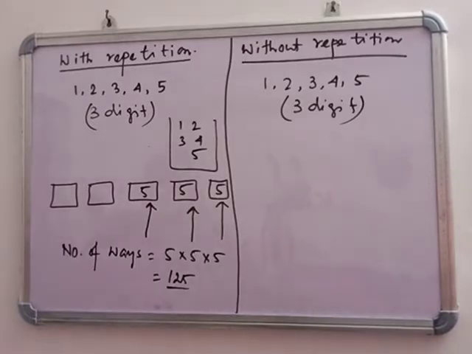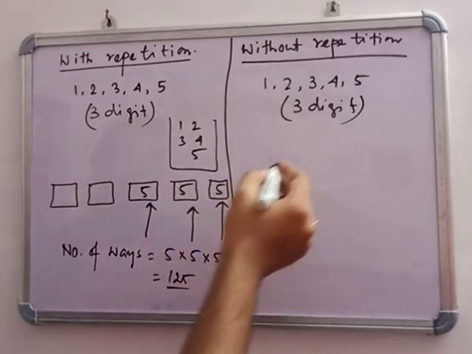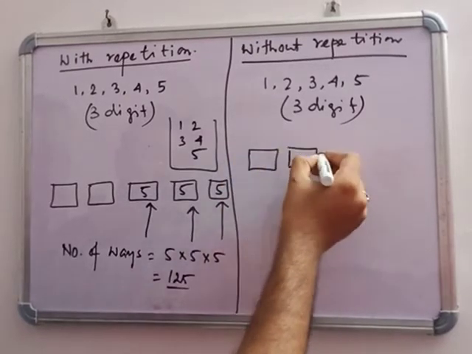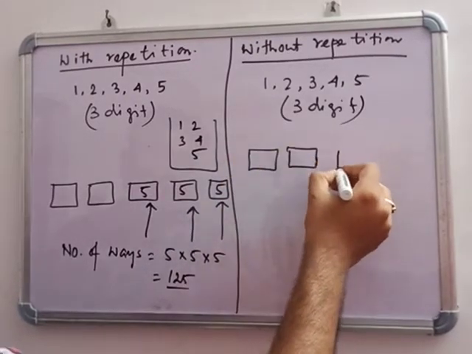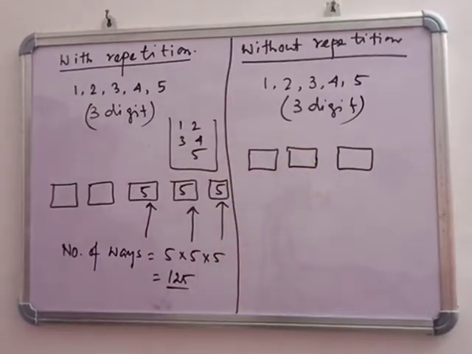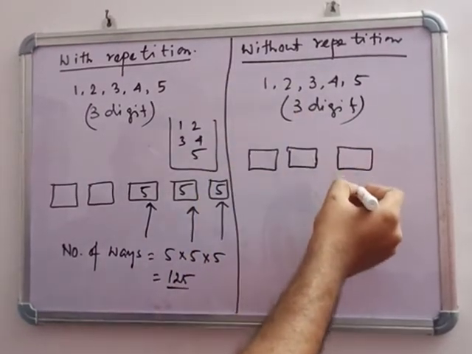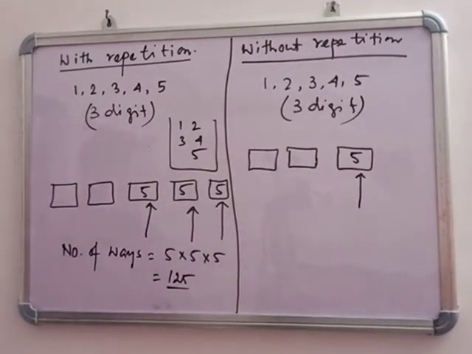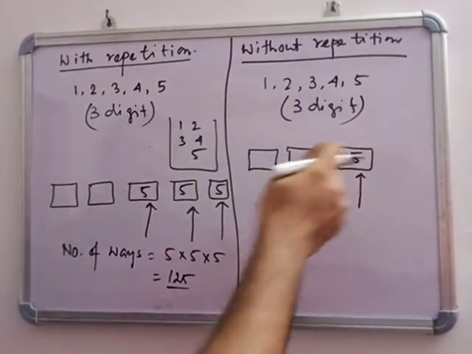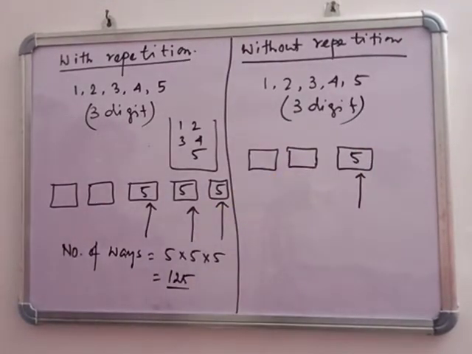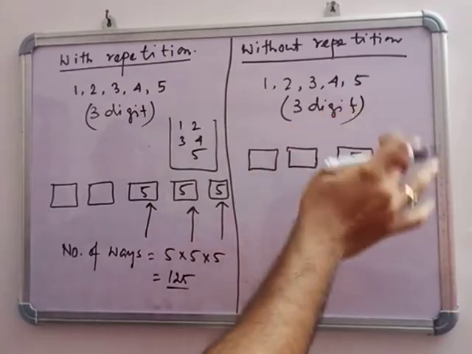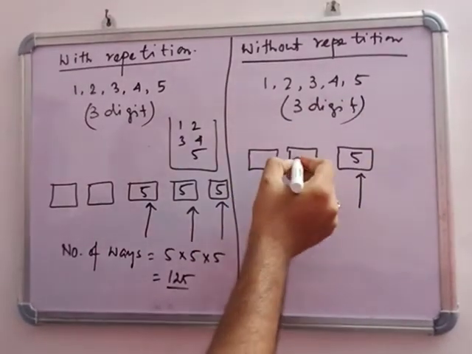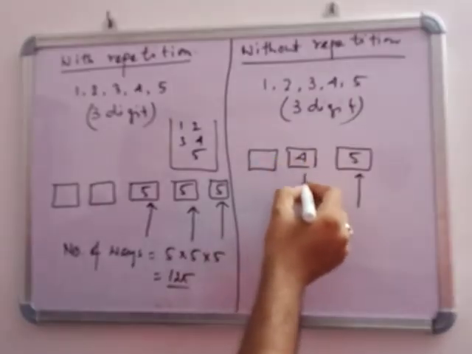So now let's see the without repetition part. You have 5 numbers in your hand, you are using 3. That means you can make 3 boxes. So without repetition, 5 numbers you can put here. Without repetition means whatever number you put here, you cannot put in the next box. That means if you put 5, then 5 is gone. Then how many numbers are there? 4. That means you have to put here any 4 of them.